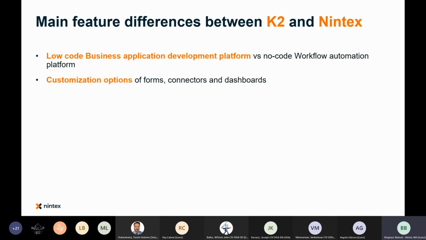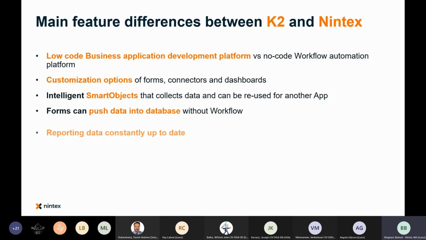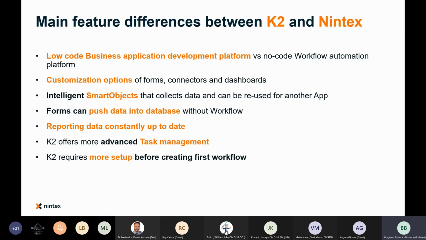Maybe you'll see them during Ray's demo, but where Nintex is no code, K2 is low code. There's more customization options for your forms, connectors, dashboards. Smart objects is another differentiator. Forms can push data into a database without a workflow, which Nintex consistently needs forms and workflow to work together. Reporting data constantly is up to date. And we have some more advanced task management in K2 as far as the system goes. But all of that does mean that there's a little more requirement of a setup.